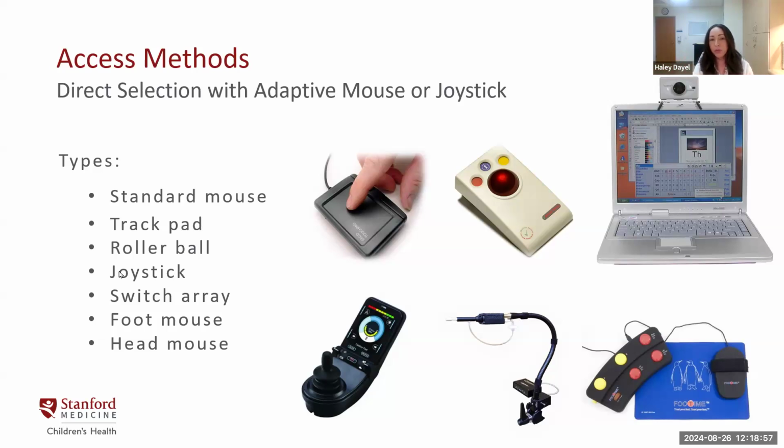And for people who aren't going to use their hands to operate a mouse, you might consider something like head tracking or a foot mouse, or there's also joysticks that are operated with chin movements or mouth movements.